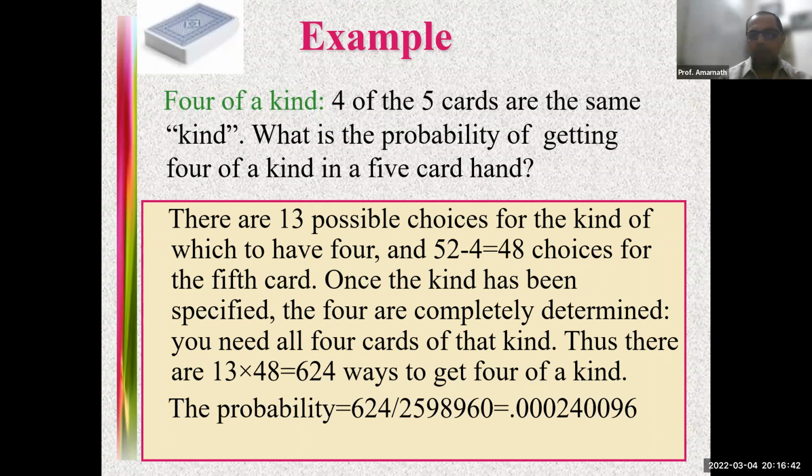So the probability will be 624 divided by that number which we saw, that is about 0.3024, something like that. So that's a probabilistic number which we arrive at.